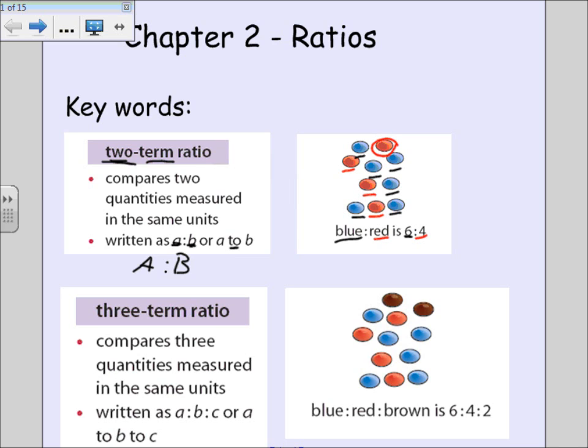A three-term ratio is the exact same, except it uses 3 terms. It's still written A:B:C or A to B to C. So when we write blue to red to brown, we just count them up. There are 6 blues: 1, 2, 3, 4, 5, 6. We've got 4 reds: 1, 2, 3, 4. And we've got 2 browns. So 6 to 4 to 2.